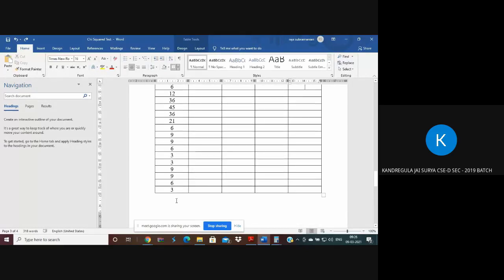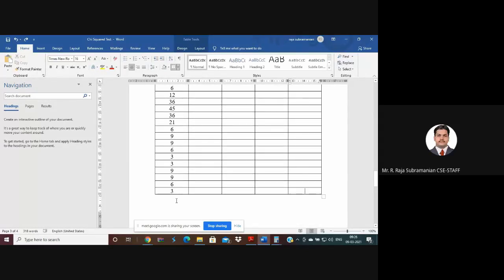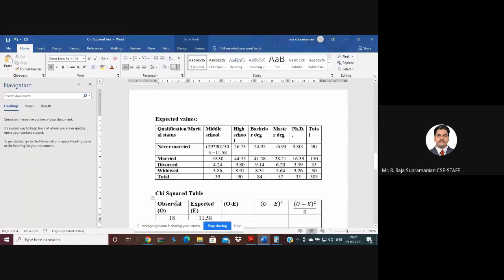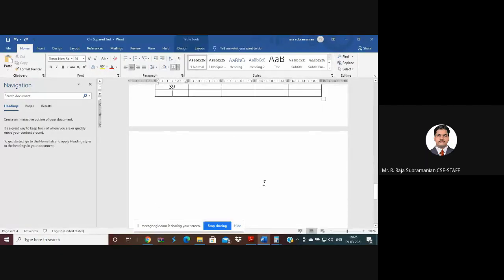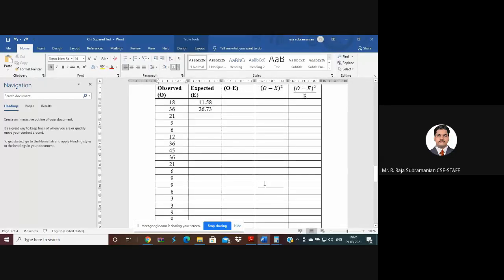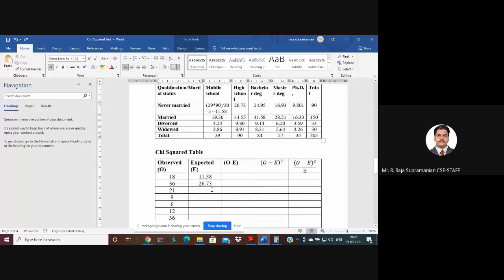And the next one is 39 and 90, again 39 and 90. So that is the total, so you don't include this. Sorry, it is not needed. Now we have the expected values, and we can write them.